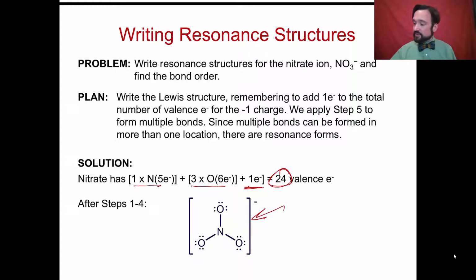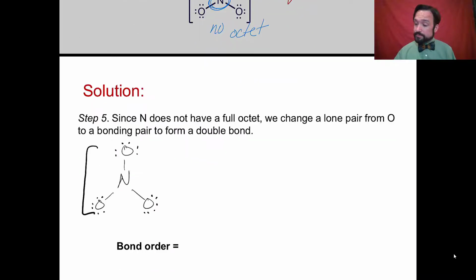If we count it off just to double check, we've got 2, 4, 6, 8. We got that in 3 places. 8 times 3 is 24, so we are good, but unfortunately, nitrogen is missing an octet. So we have to fix that. So how do we fix that? Step number 5, we're going to bring one of these lone pairs down into the middle. Let's do that on the next page. We've got a bit more room.